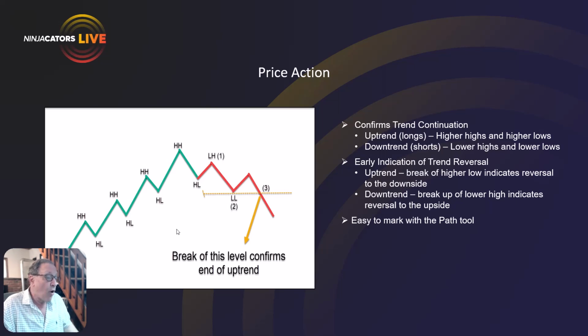Now, I've always showed you how to mark these higher highs and higher lows, usually using the path tool, or you can also use the line or the arrow tool in NinjaTrader. But there are two great indicators that will mark these for you automatically, and those are the zigzag indicator and the swing indicator. Let's go ahead and take a look.